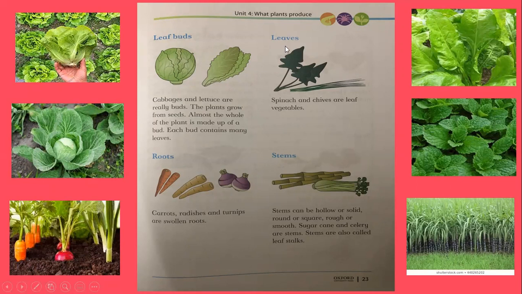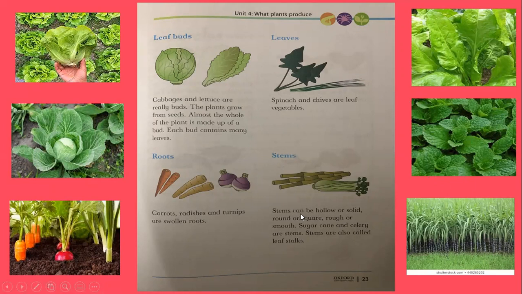Now we have leaves. Many vegetables are parts of leaves, just like spinach and chives, which are leaf vegetables. Also you have coriander and mint. These are the mint leaves. These are spinach leaves. Look, we like to eat this. These are the leaves, the leafy part of the plant. These vegetables are leaves.